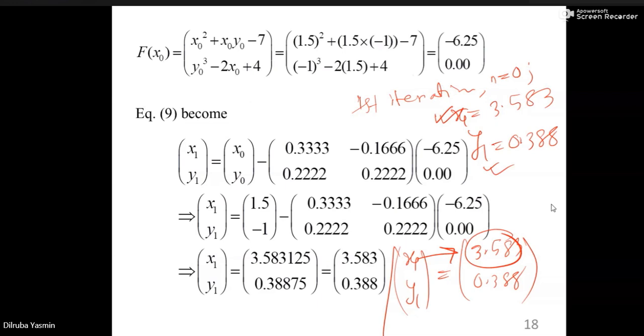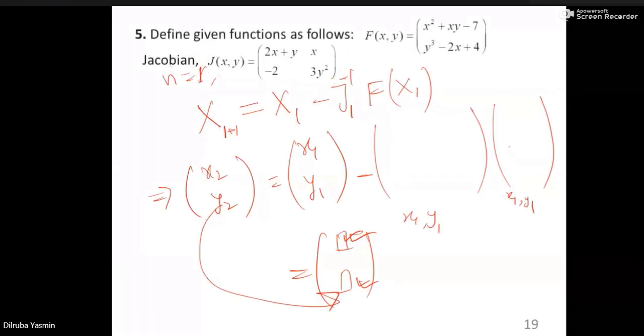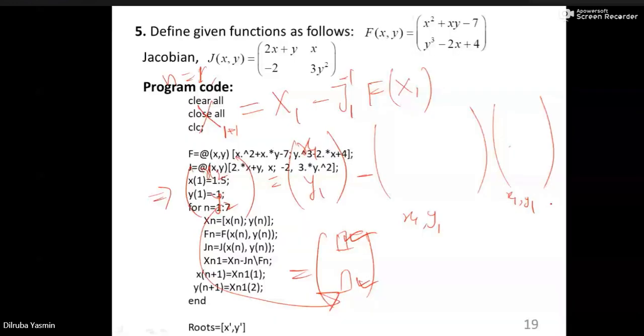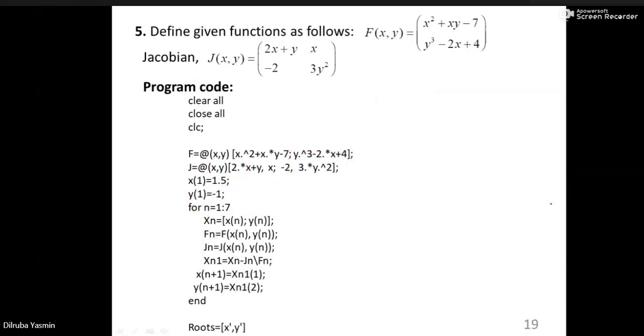So look at here. 7 times iteration. So you can start a for loop here that starts from 1 and ends exactly at n equal to 7. So you have to mention the variable matrix, then you have to mention the function matrix, then you have to write the Jacobian matrix, and this is the matrix format.